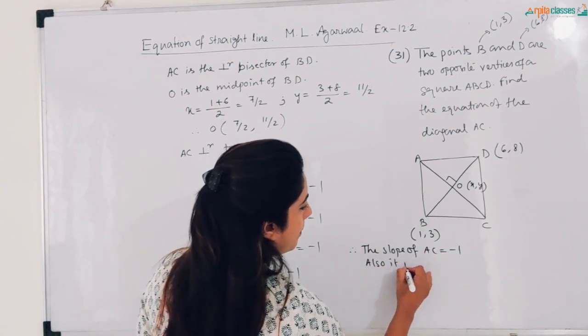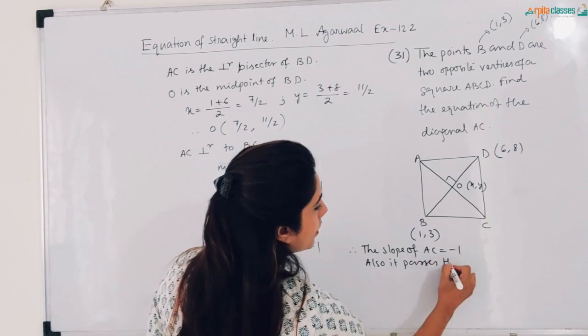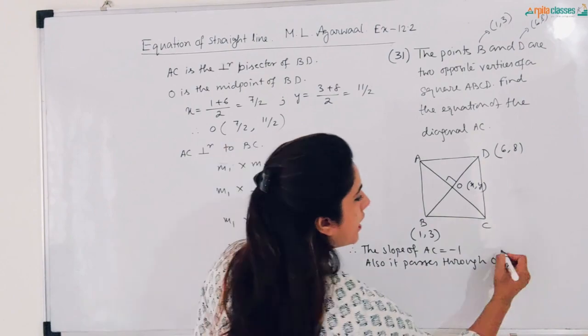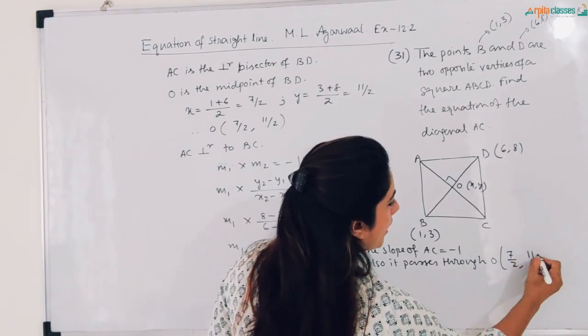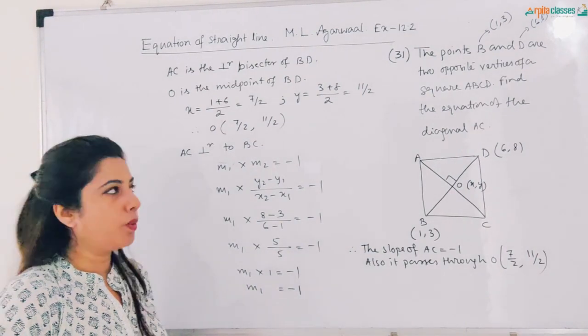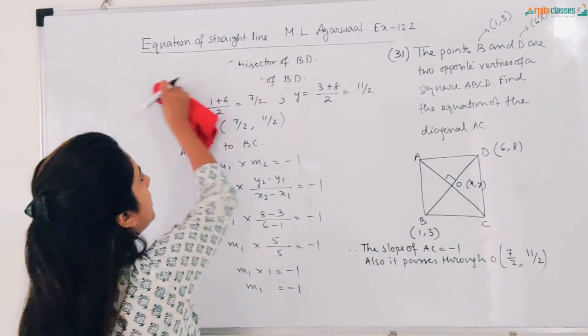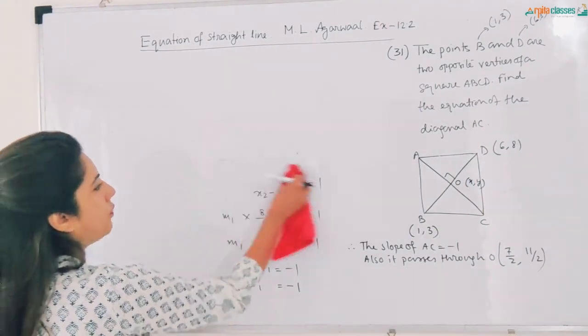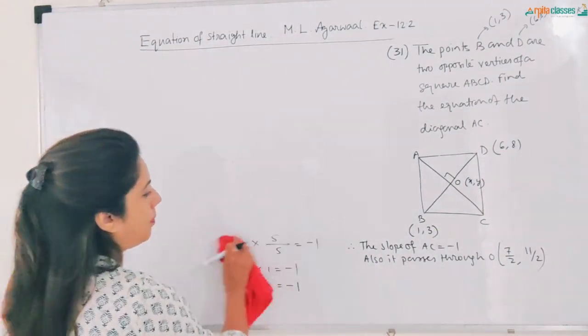Also, it passes through O. And O is what? 7 by 2, 11 by 2. So now we can get the equation by the slope point form. I'll just rub this part. If you have not copied down, please pause the video and you can copy it down.